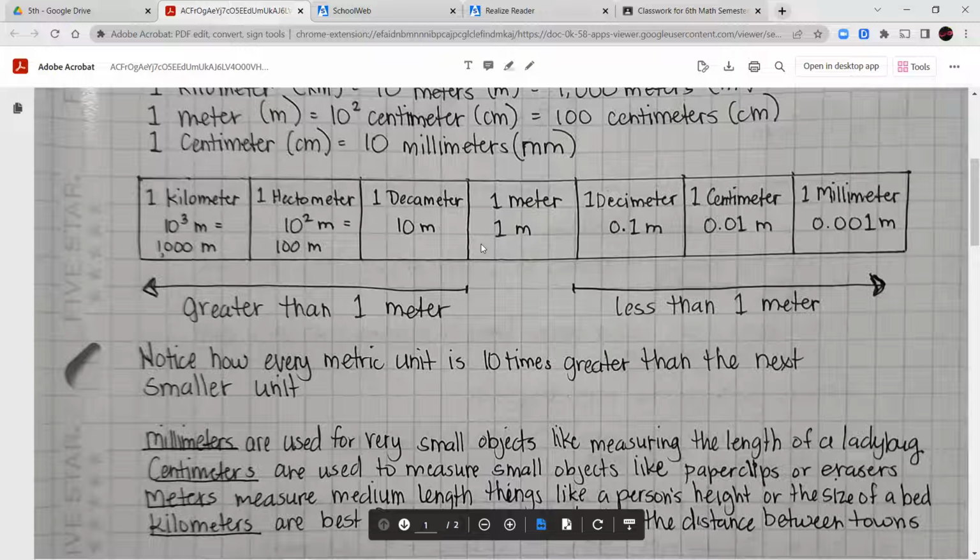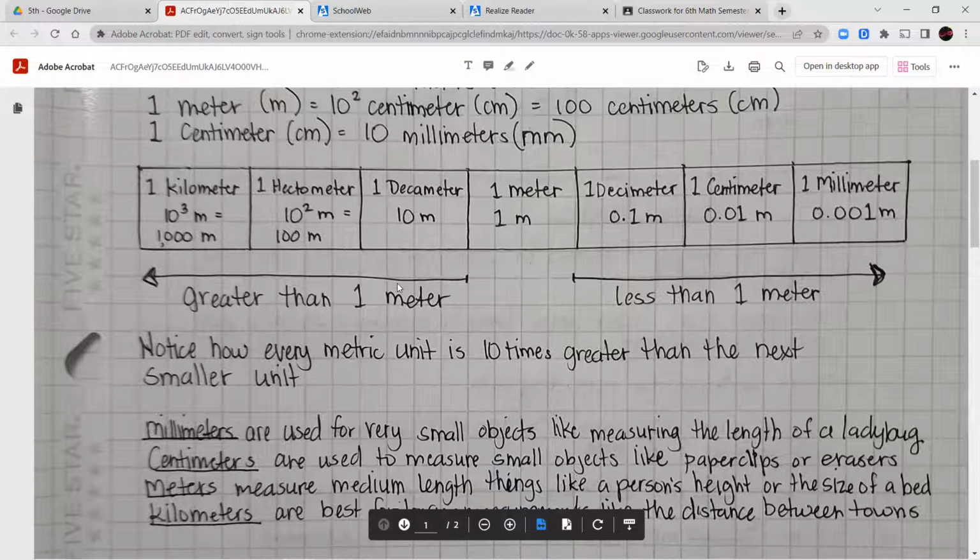Now, for the measurements that are greater than 1 meter, we have 1 decameter, which is 10. So remember, deca, just like a decade is 10 years, or a decagon is a 10-sided shape. 1 decameter is 10 meters. 1 hectometer is 10 squared meters, or 10 to the power of 2, which is 10 times 10, or 100. So 1 hectometer is 100 meters. And 1 kilometer is 10 to the power 3 meters, which is 1,000 meters. 10 times 10 times 10.